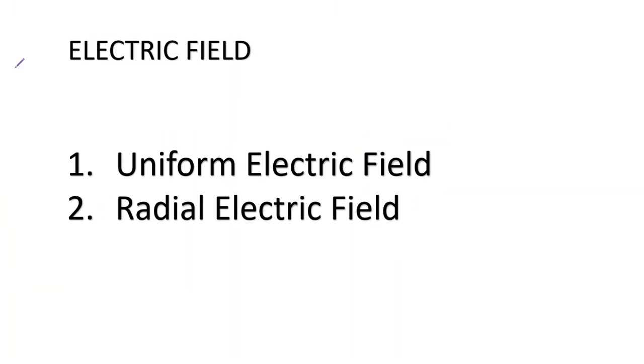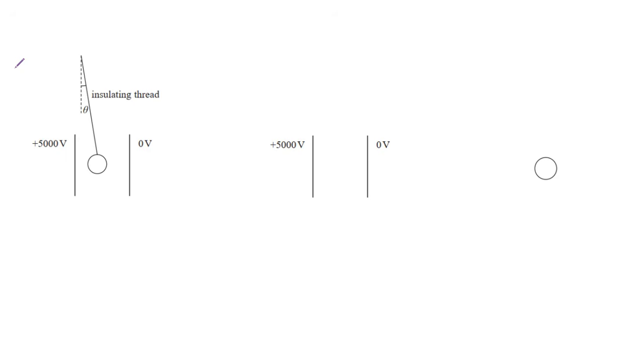Let's move on to electric field. So electric field can be of two types. One would be uniform electric field, the other one would be radial electric field. I have taken this diagram from a recent paper. The two plates here, there is a uniform electric field between the plates and a radial electric field around this sphere. So how do you draw those?